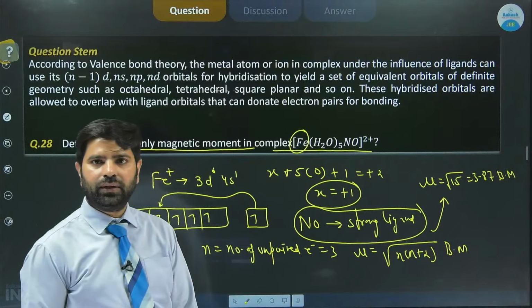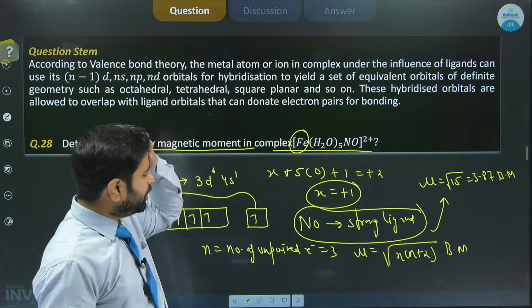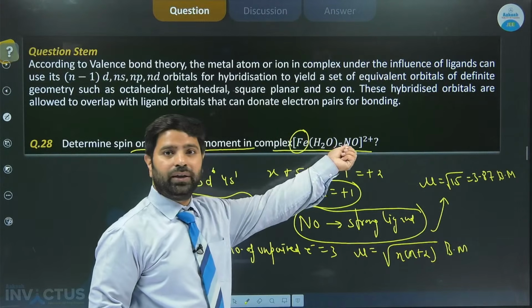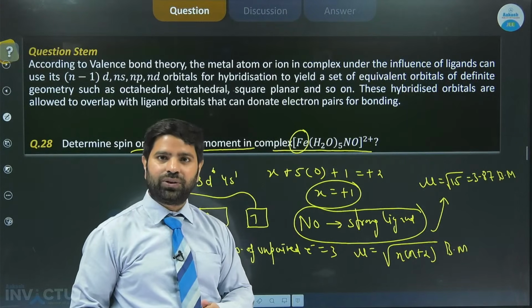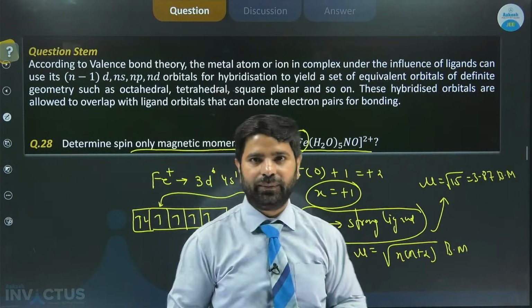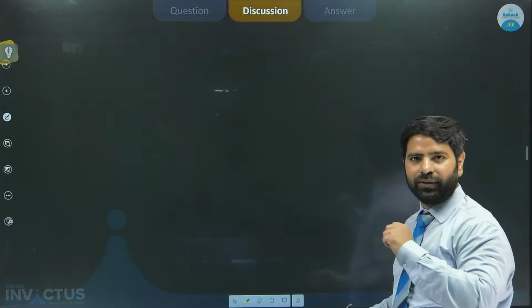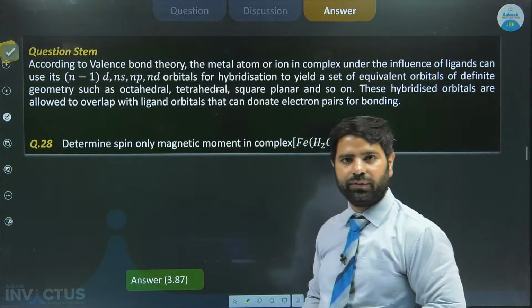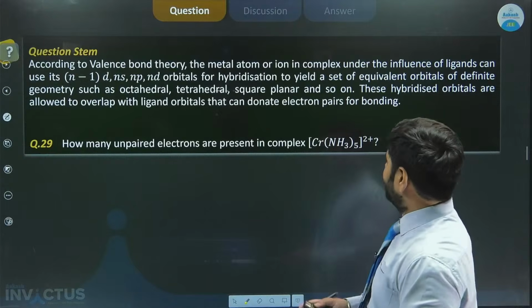Got it? What is the concept here? First, you must know about the charge on the NO, and you must know that NO is the strong ligand. This is the concept used in the question, and the answer given to this question is 3.87. What is the next question?